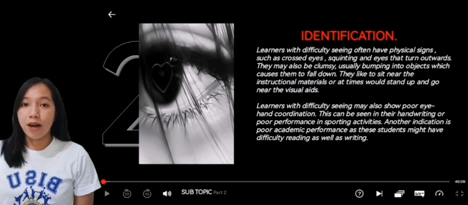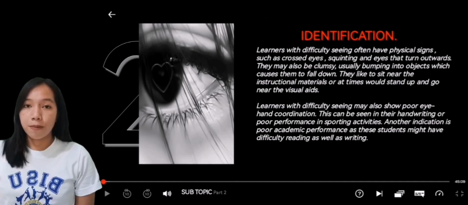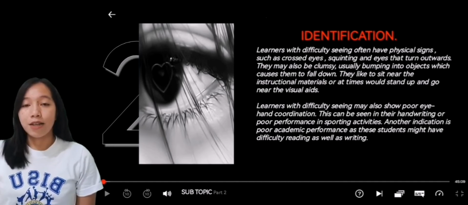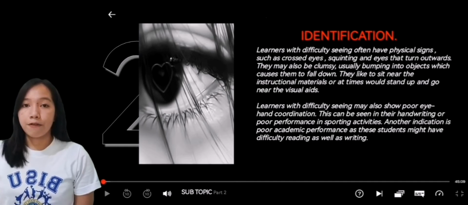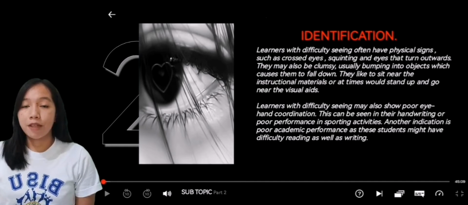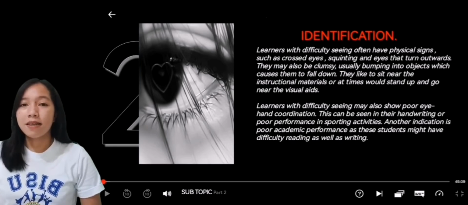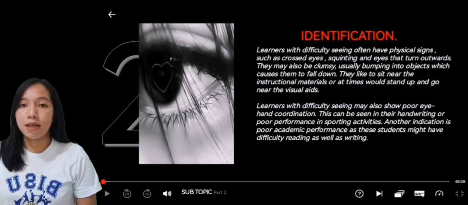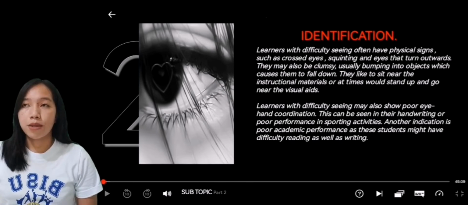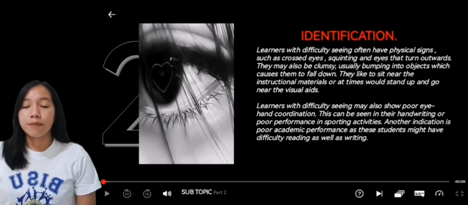This can be seen in their handwriting or poor performance in sporting activities. Another indication is poor academic performance, as the students might have difficulty reading as well as writing. So, it is not easy to have a difficulty in seeing because when it comes to performance, it encounters a lot of challenges. It also involves an inability to see an object at a distance or to read the writings in the visual aids.